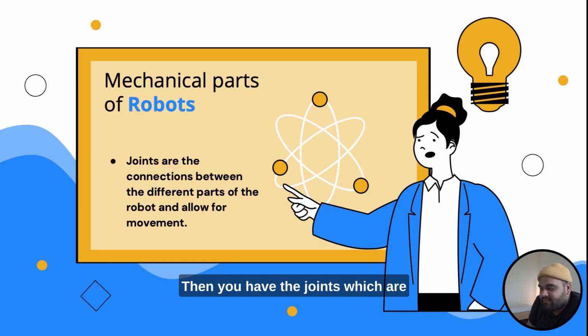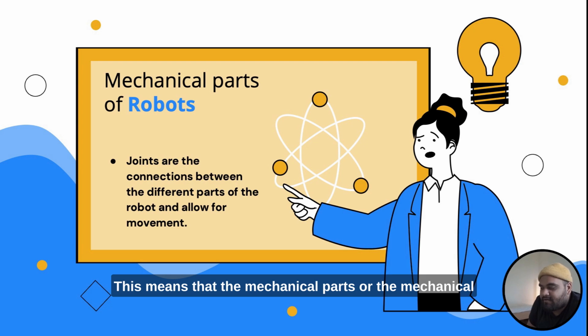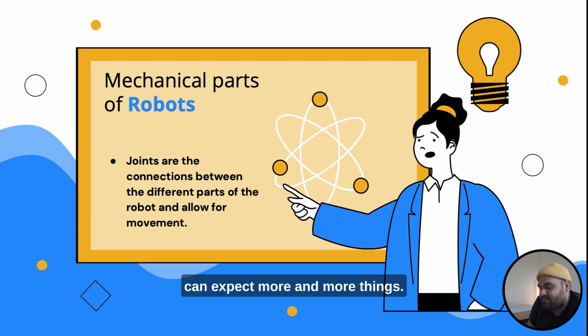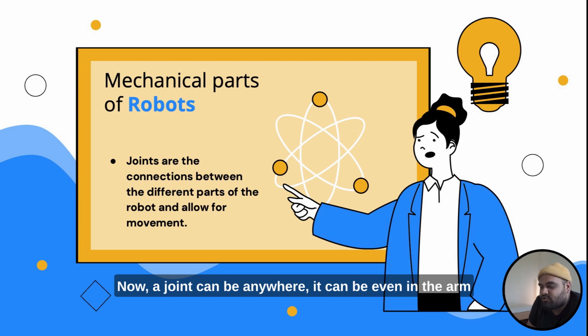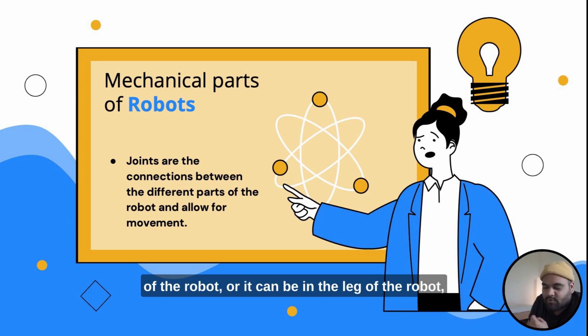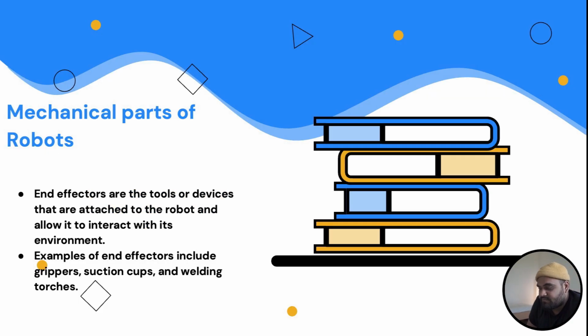Then you have the joints, which are connections between the different parts of the robot, which allow for movement. Now, what does this mean? This means that the mechanical structure is going to be robust enough so the robot can move, the robot can see things, and the robot can inspect more and more things. So the joints are the connection between the different parts of the robot that allow for movement. Now, a joint can be anywhere. It can be in the arm of the robot, or in the leg of the robot, or even in the lid of the robot as well.